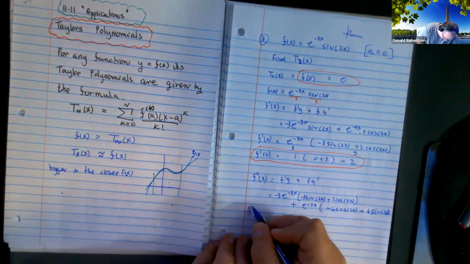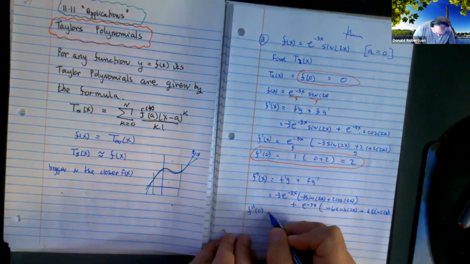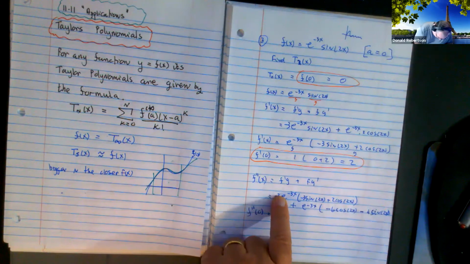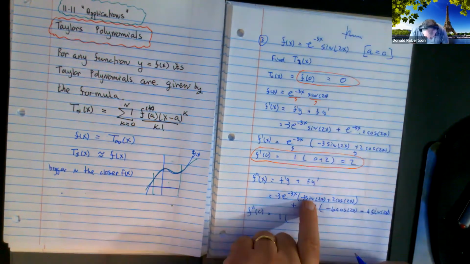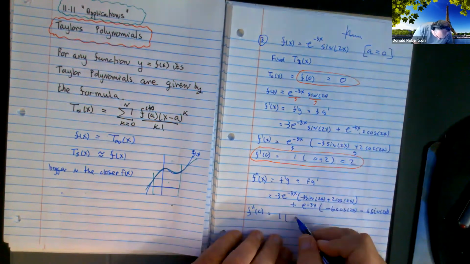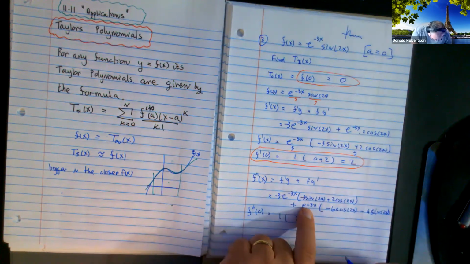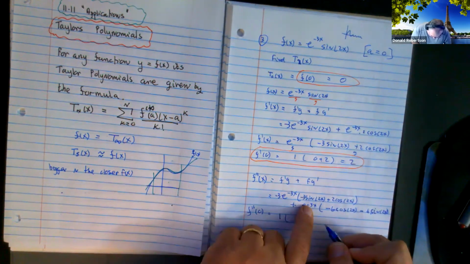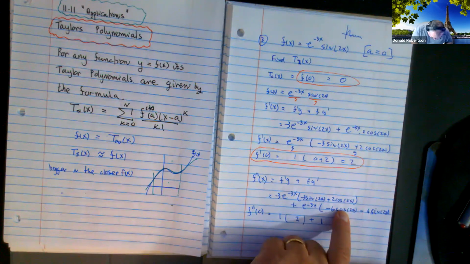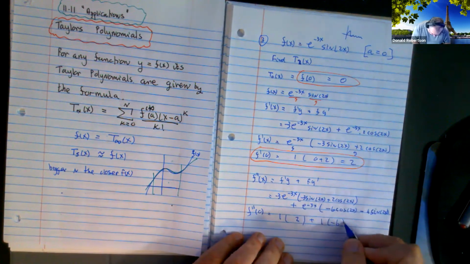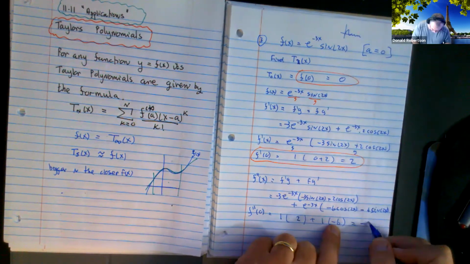And then you find the second derivative at 0. This guy is 1. That's nothing, and that's 2. This guy is 1. That's -6, and that's 0. So hopefully I've done this correctly, and you got -4.